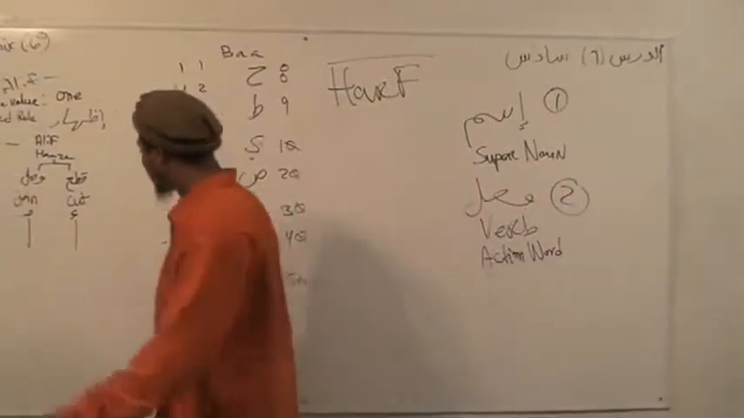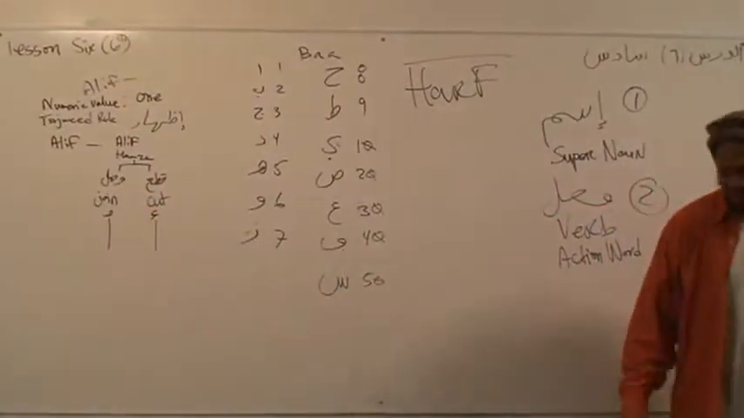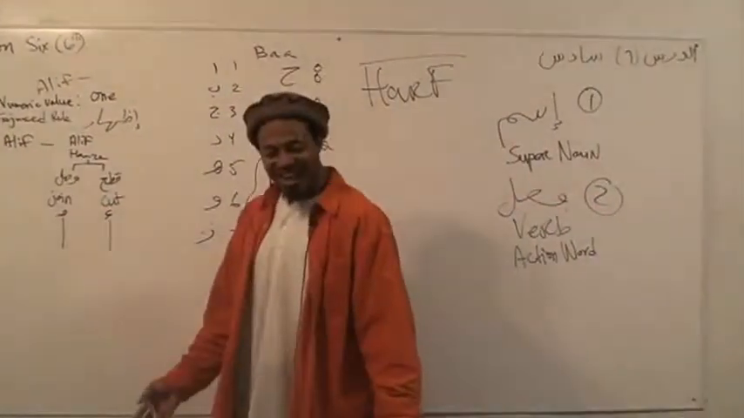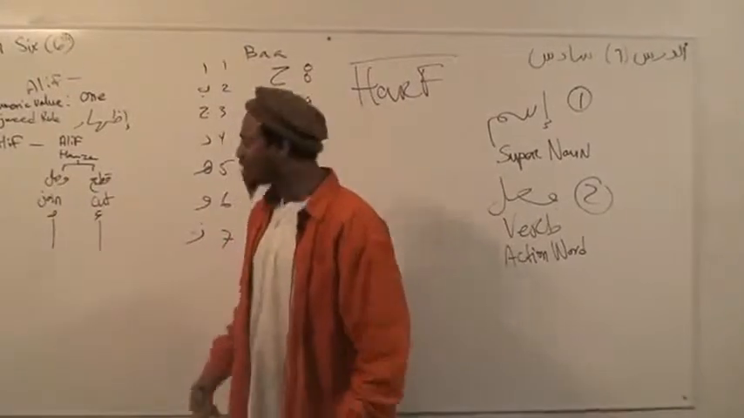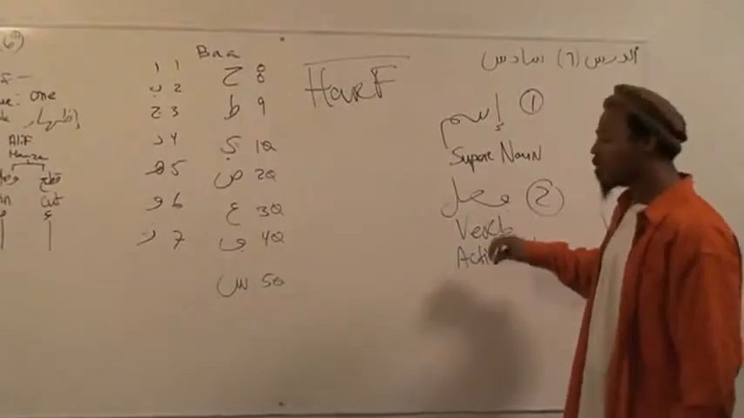Give me an example. Come on, give me an example. What am I doing here? I'm walking, right? Run, walk, talk. Anything that you do is an action. Okay? So that's a verb.